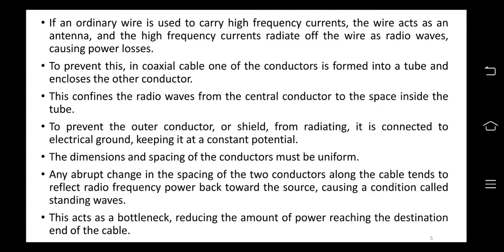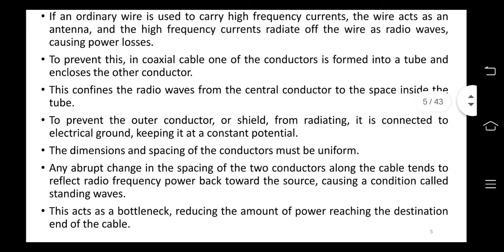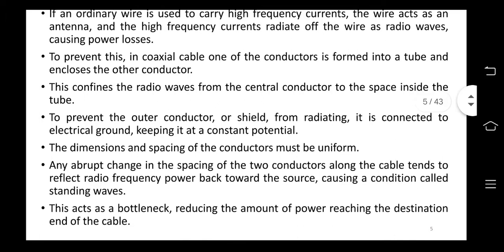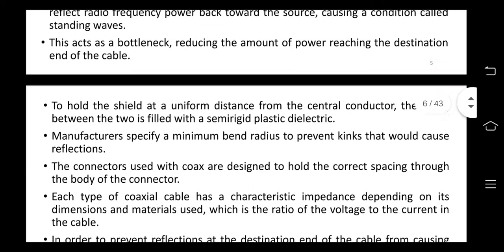To prevent the outer conductor or shield from radiating, it is connected to the electrical ground, keeping it at a constant potential. The dimensions and spacing of the conductors must be uniform. Any abrupt change in the spacing of the two conductors along the cable tends to reflect the radio frequency power back towards the source, which will cause a condition called standing waves. This acts as a bottleneck, reducing the amount of power reaching the destination end of the cable.